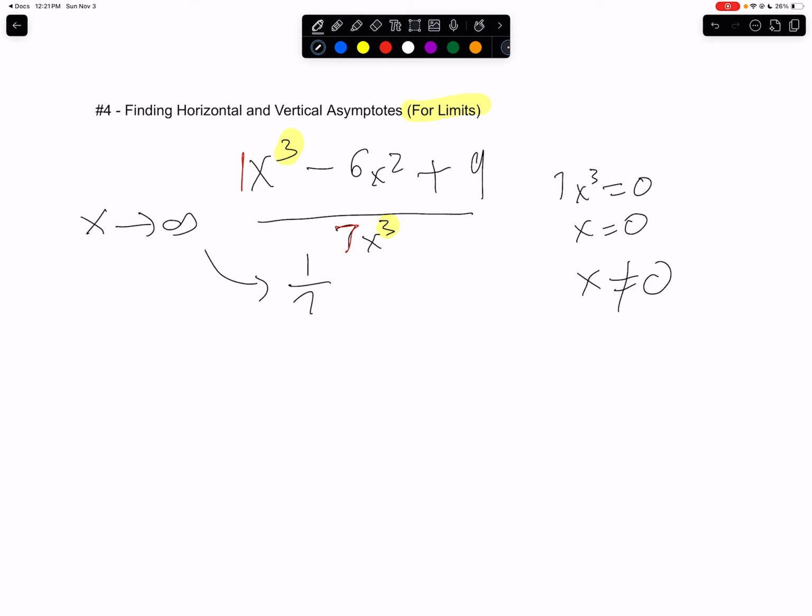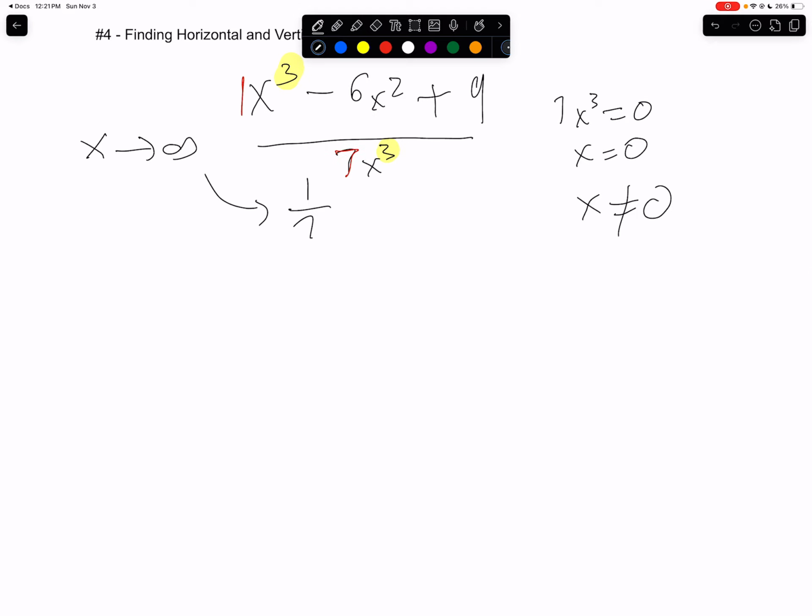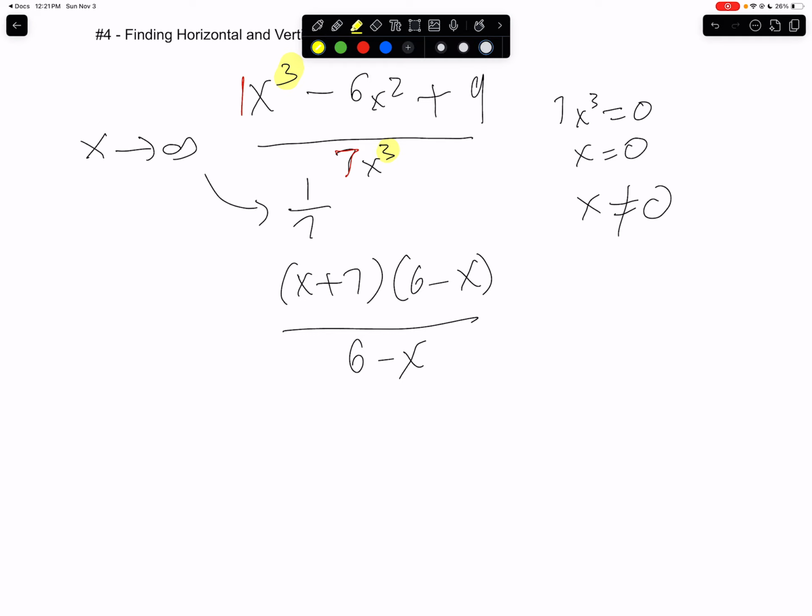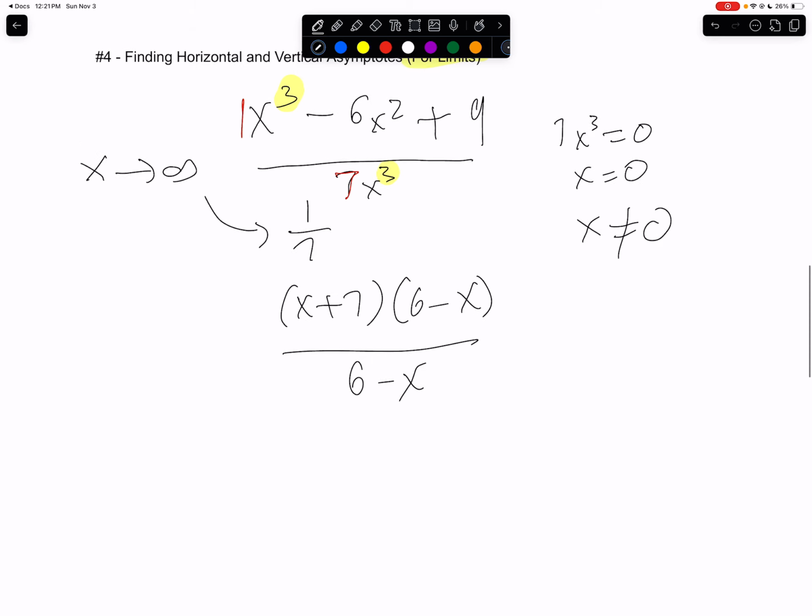Sometimes you will have cases where you'll have something like this: x plus 7 times 6 minus x over 6 minus x. What do you do here? To find the vertical asymptote, I have to set the denominator equal to 0. I'm going to let 6 minus x equal 0, so x equals 6. That's where a vertical asymptote is.